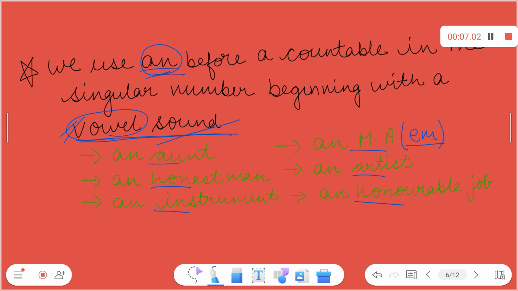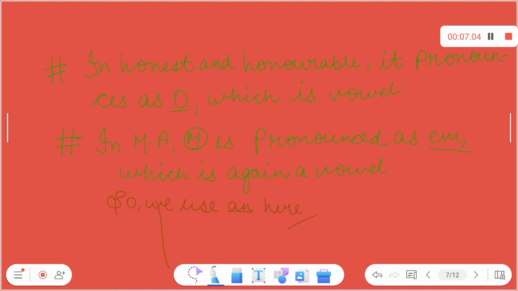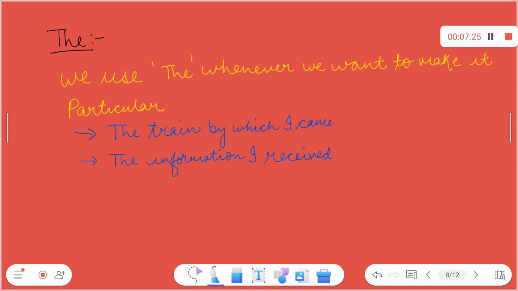Is that clear? As I already discussed, in honest and honorable, the H is pronounced as O, which is a vowel sound. So we use "an". In MA, M is pronounced as "em", which is again a vowel sound, so we use "an" over here. Clear? Now, students, I think the usage of "a" and "an" is clear to you.